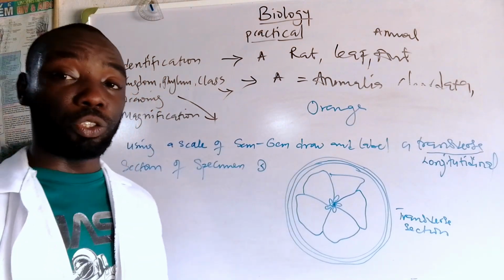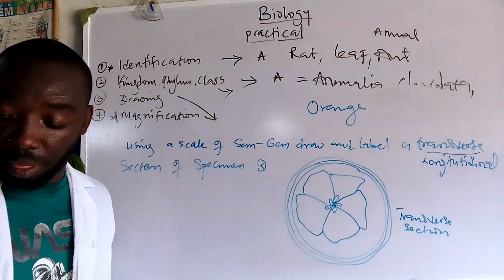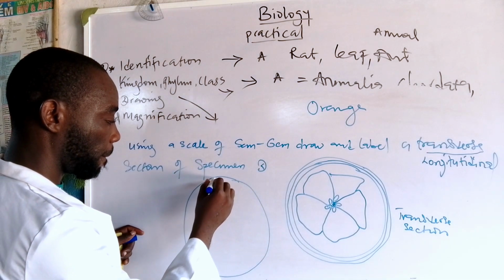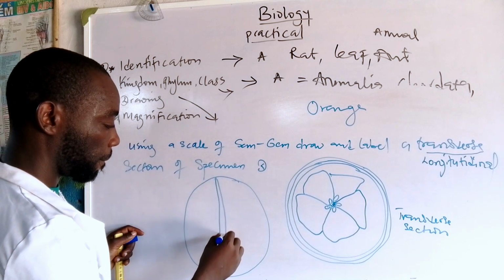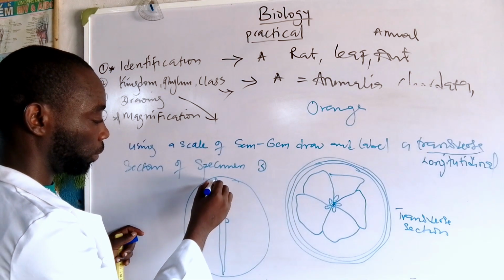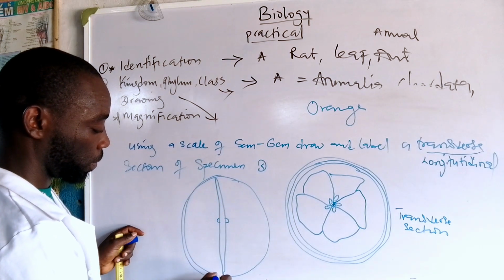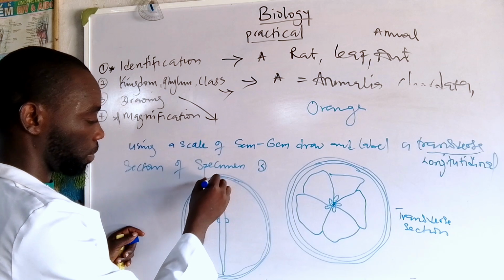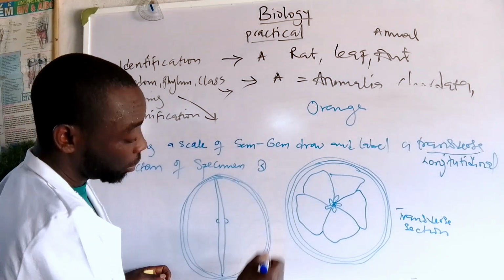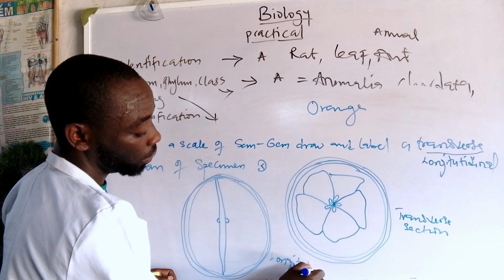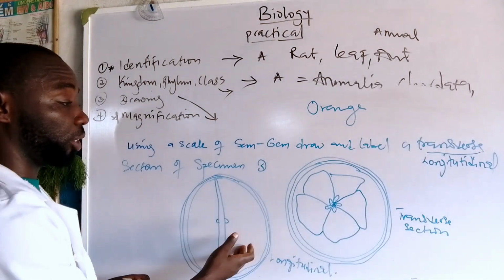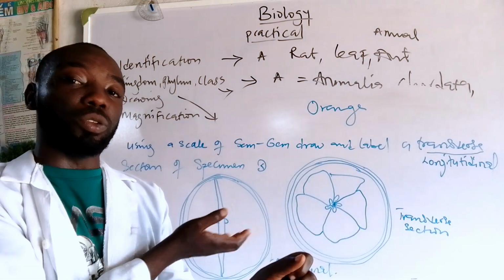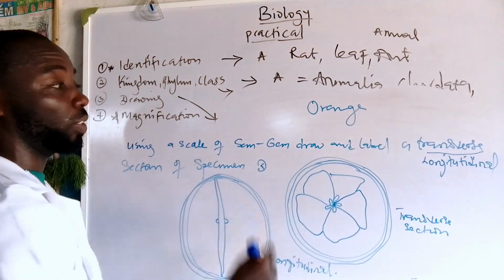Now, when you are asked to draw the longitudinal section, the longitudinal section comes in this form. So this is a longitudinal section of an orange. Transverse, longitudinal. The orange was cut into half like this, while this one was cut into this shape. So this is a transverse section and this is a longitudinal section.